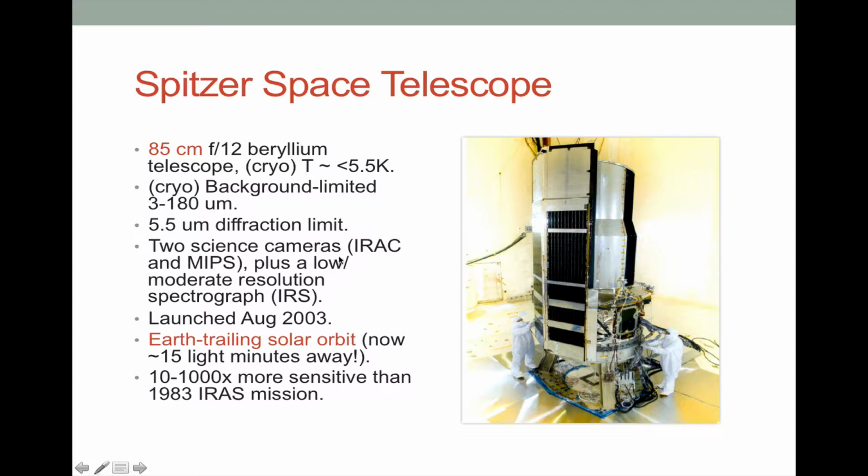There were 2 science cameras aboard, IRAC and MIPS, and a low to moderate resolution spectrograph called IRS. We monitored mostly with IRAC during cryo, and some MIPS monitoring was done too. It was launched in 2003. It's in an Earth-trailing solar orbit, something like 15 light minutes away, and it is hugely more sensitive than the prior all-sky survey that was available.